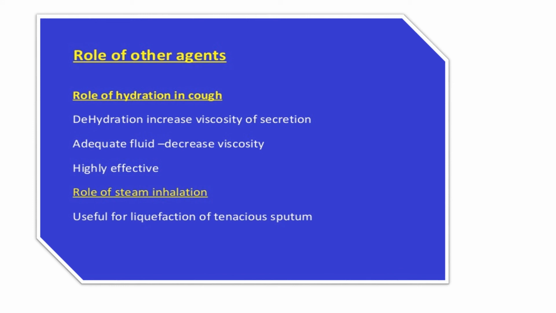The role of other agents, meaning the role of hydration in cough. We always ask the patient to drink a lot of water, those who have cough. This will help to decrease the viscosity of secretion. That is, for those with thick sputum, we ask them to drink plenty of water so that the thick sputum becomes watery. Apart from the drugs, we should also ask them to have water. Not that if you have cough, just have water and the cough will go. No, you should give the drug for cough also. Plus you should tell the other roles of these normally done procedures, like having lots of water. Now adequate fluid will decrease viscosity and it is very highly effective.